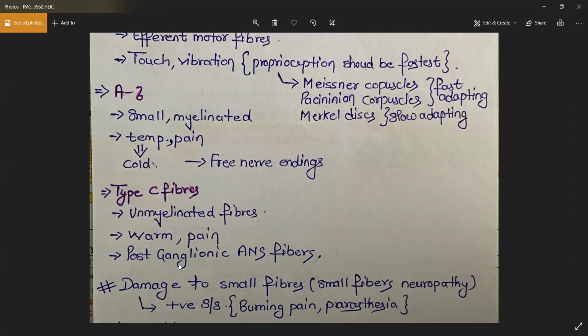Please note, very important, I've encountered this question. I think it was in the UWorld, not in the main exam, but in the UWorld I encountered this question. They asked me what kind of fibers are present in the postganglionic ANS system, right? And it was the type C fibers. They are unmyelinated, small fibers, and they basically sense the warm temperature as well as the pain. Okay.